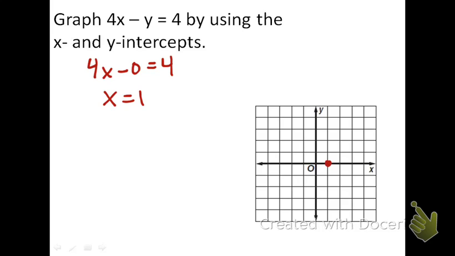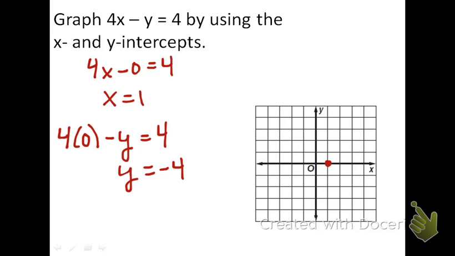We're going to draw that point on my graph over here at x equals 1. Now the y-intercept is where x is 0. To find it, we do 4 times 0 minus y equals 4, or just negative y equals 4. Multiply both sides by -1, and we get y equals -4. We can graph that point, y equals -4, right here. Now we have 2 points, and we can graph our line. And we're done. We've graphed this line using the intercepts.